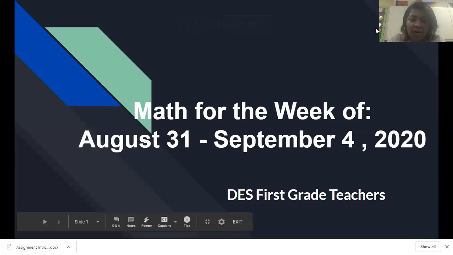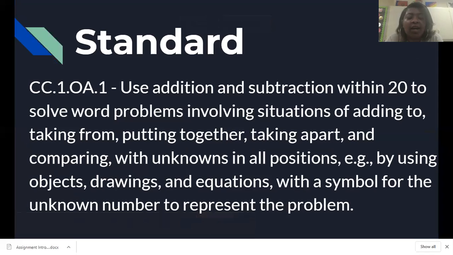So let's go over our standard. Use addition and subtraction within 20 to solve word problems involving situations of adding to, taking from, putting together, taking apart, and comparing with unknowns in all positions by using objects, drawings, and equations with the symbol for the unknown number to represent the problem. And this is standard 1081.